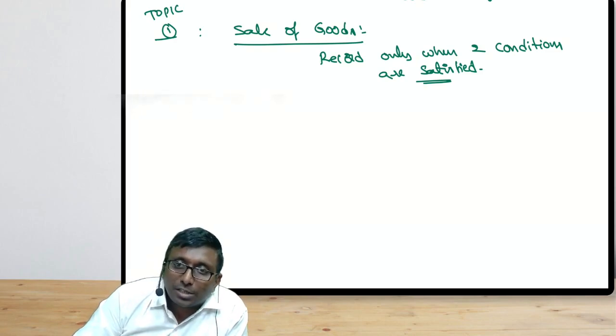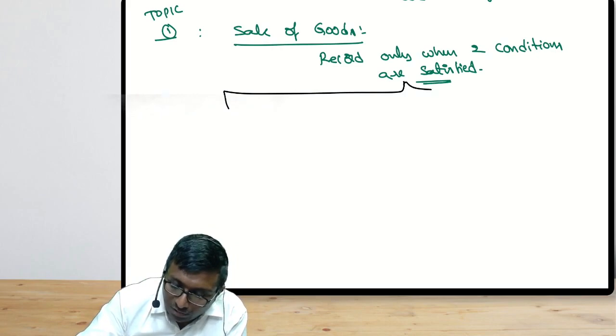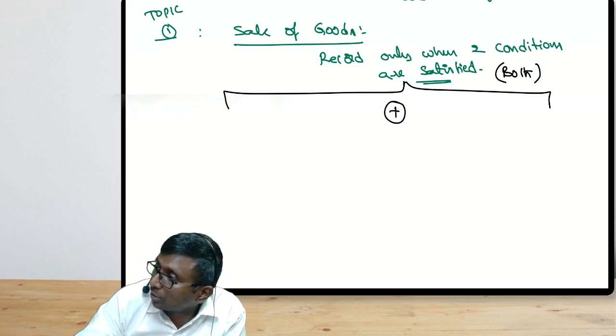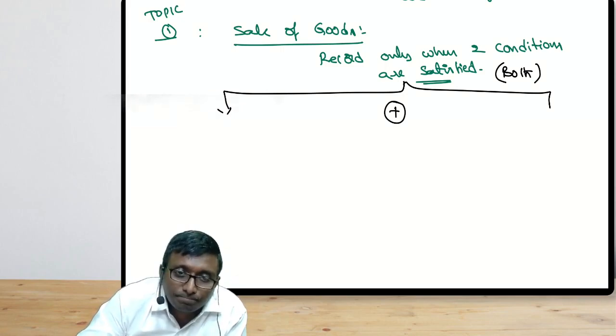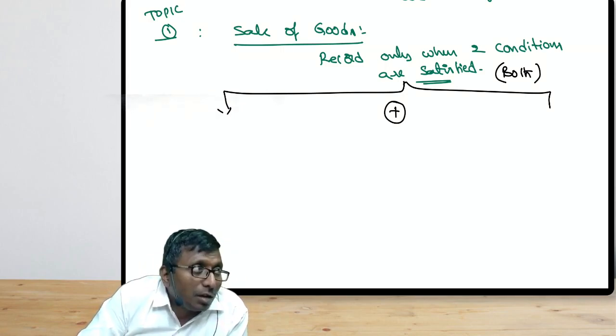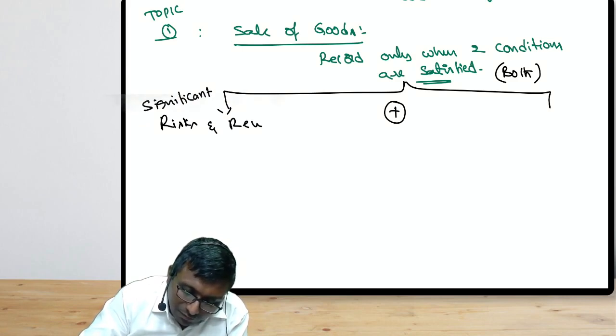Only when two conditions are satisfied. What are the two conditions? Both the conditions you must satisfy. Then you can say sales account credit. First, condition number one: risks and rewards. Significant risks and rewards related to ownership.